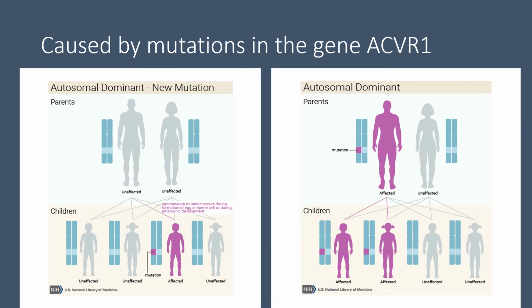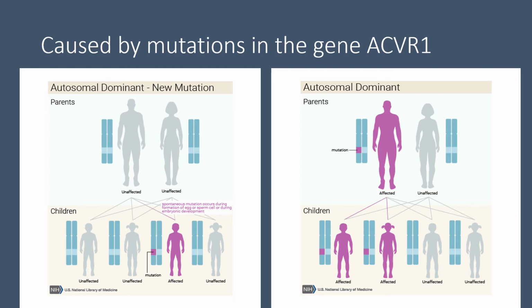This condition is caused by mutations in the gene ACVR1, which is a gene responsible for muscle and bone development. Most cases result from a new mutation to this gene, which means there is no family history of this disorder. However, in a small number of cases, a child has inherited the mutation from an affected parent.